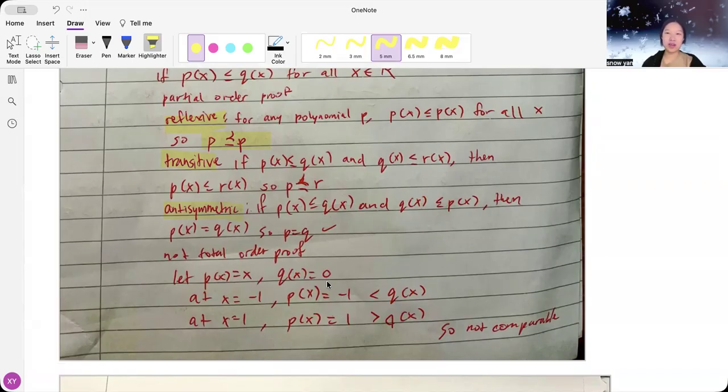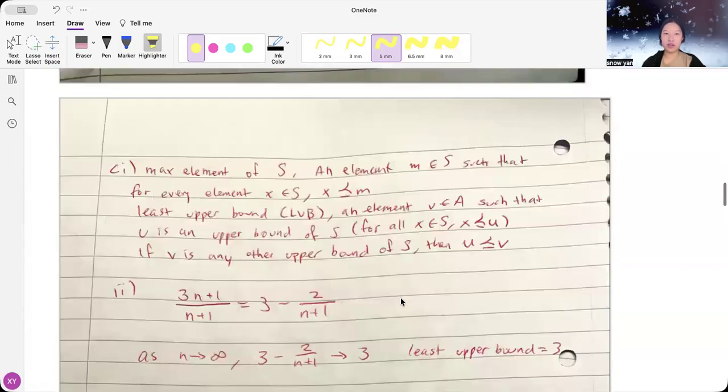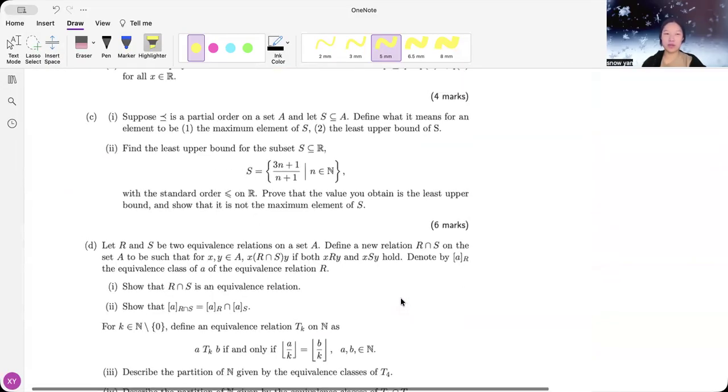If it was positive, then it's greater. If it's negative, then it's less. So it's not comparable, right? So that's the idea. Just showing one counterexample is good enough.